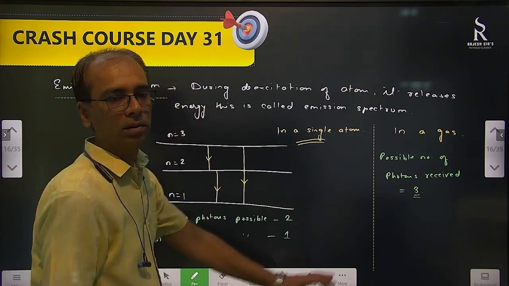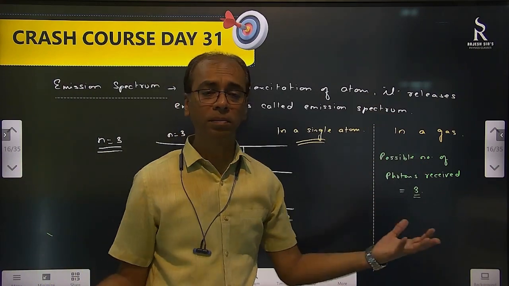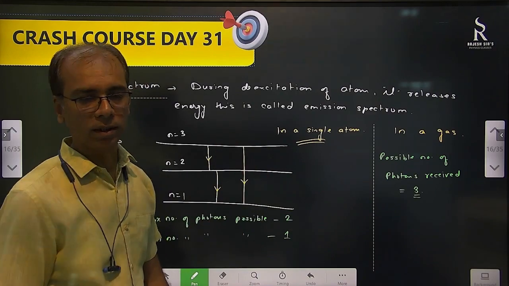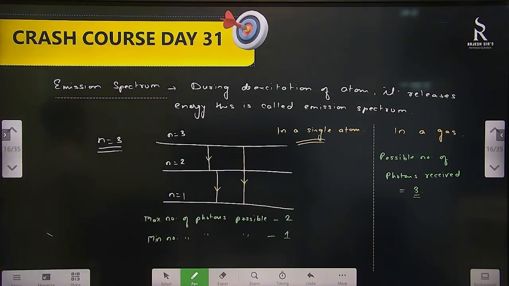But in this one, all 3 are possible because there are many atoms. With so many atoms, we don't know how they are going to de-excite. So we are going to get 3. Which ones? n equal to 3 to n equal to 2, n equal to 2 to n equal to 1, and n equal to 3 to n equal to 1 also.